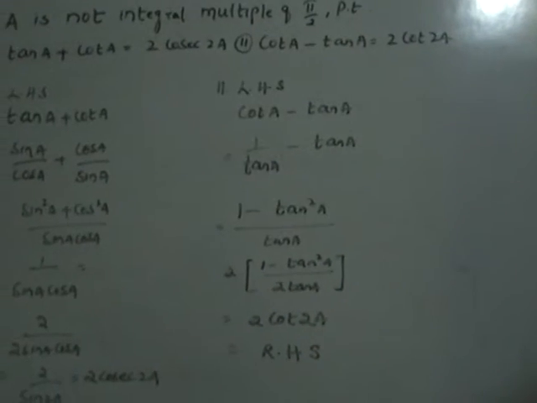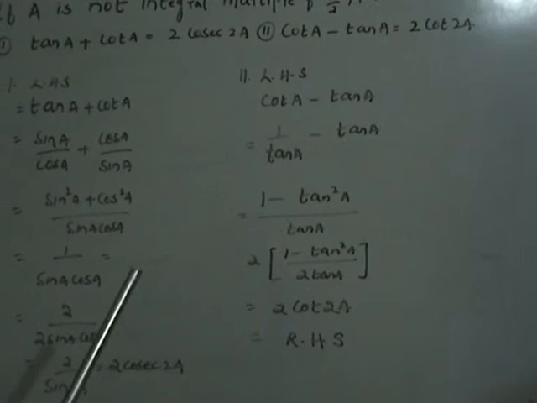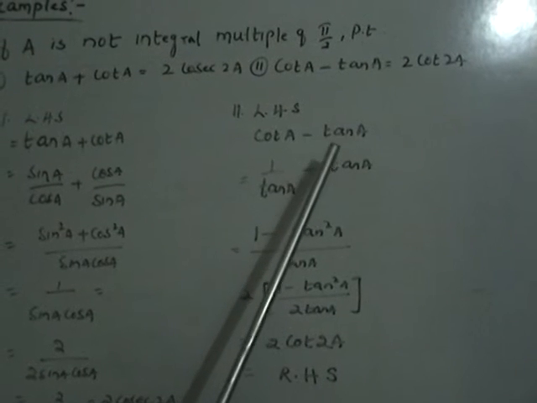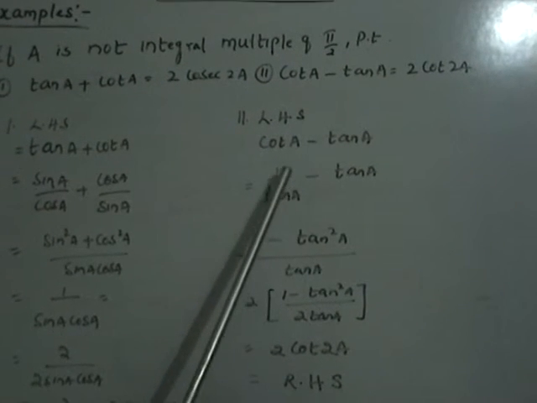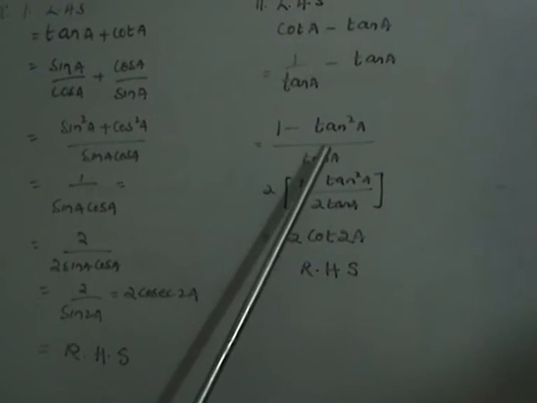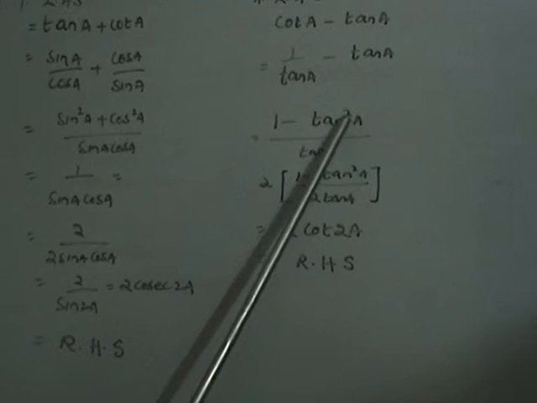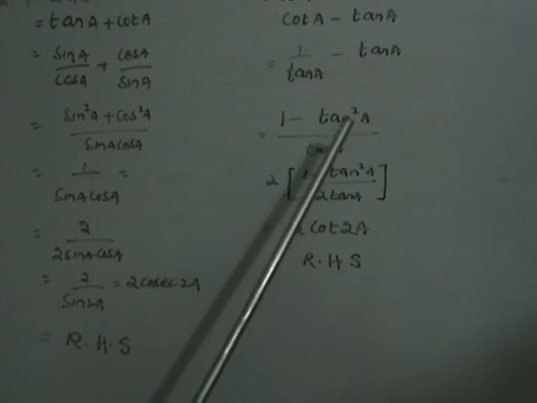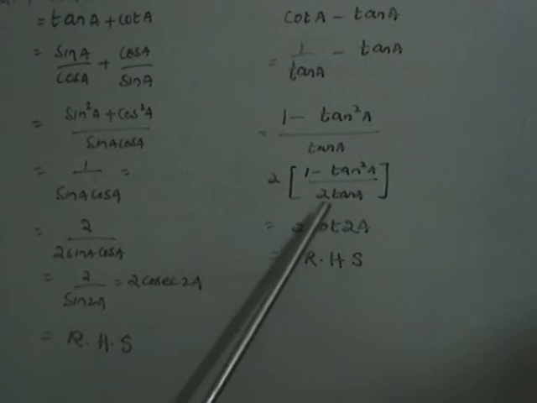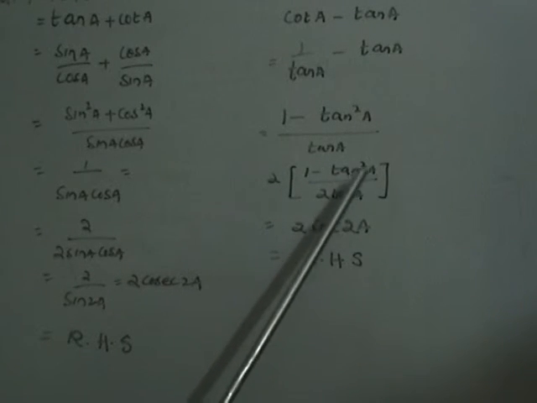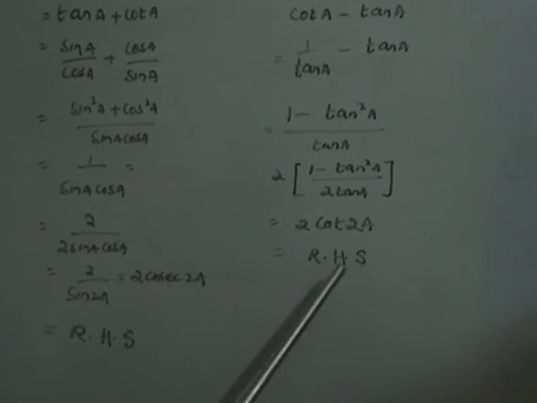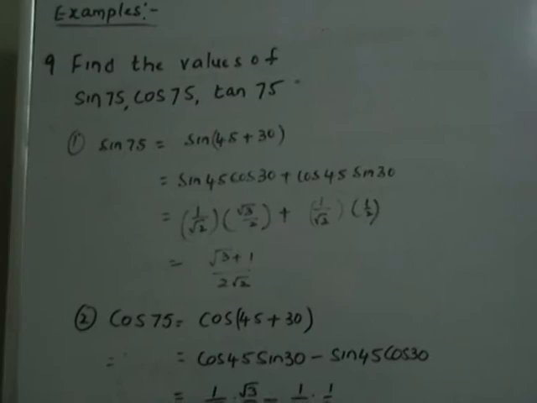Let us take the second example: cot a - tan a is equal to 2 cot 2a. Let us take the LHS, cot a - tan a. Cot a is nothing but 1/tan a. Therefore 1/tan a - tan a, taking LCM tan a, (1 - tan² a)/tan a. Divide and multiply by 2, that is 2 into (1 - tan² a)/(2 tan a). (1 - tan² a)/(2 tan a) is nothing but cot 2a. Therefore 2 cot 2a, which is the required right hand side.